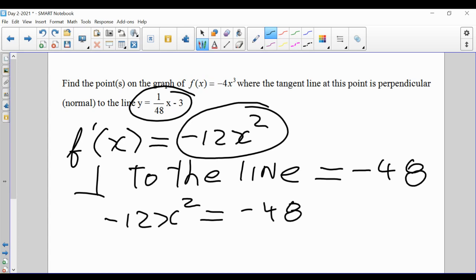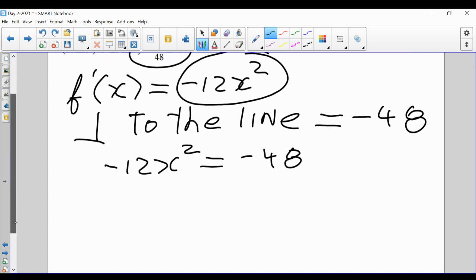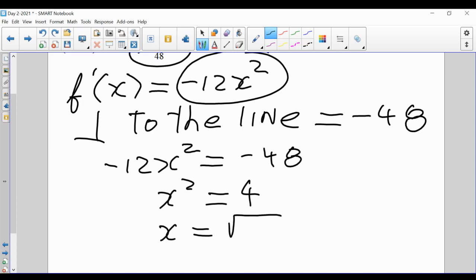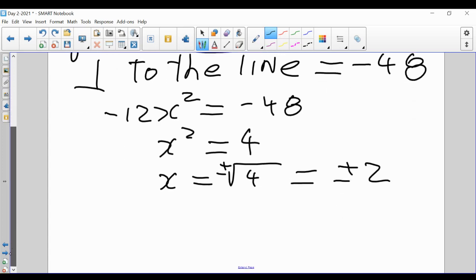Okay, good. Okay, fine. So we need to solve this now. So of course, you're going to divide both sides by the minus 12. So x squared is equal to positive 4. And obviously, we take the square root. So x is equal to the square root of 4. But every square root has a plus and a minus. So it's plus and minus 2.